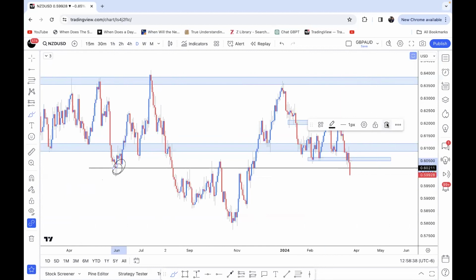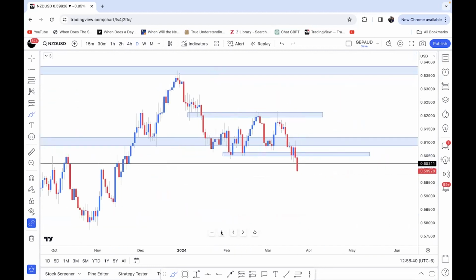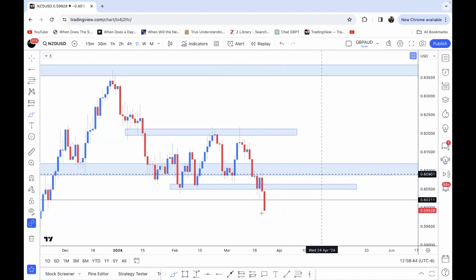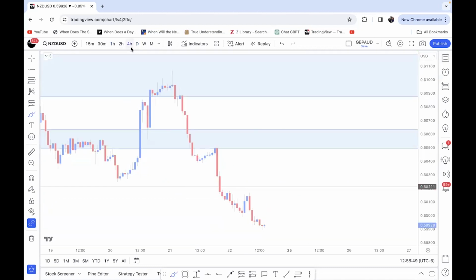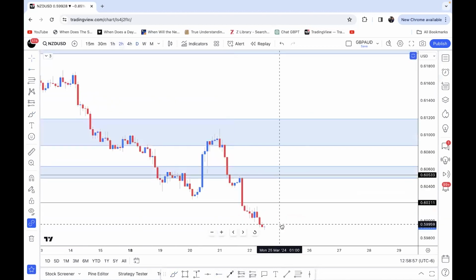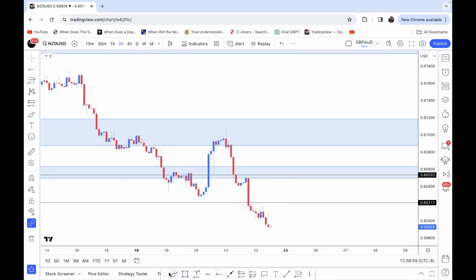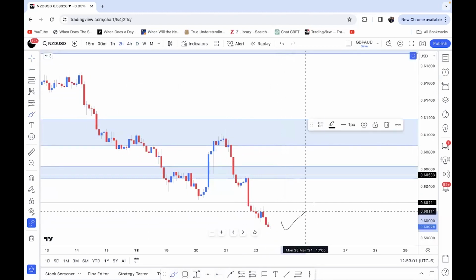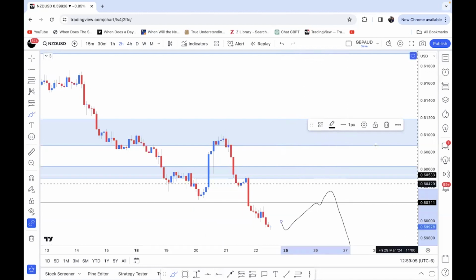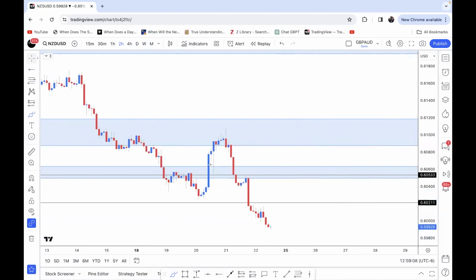So now on the pullback, potential sales. I would like for price to stay below this daily candle. So maybe a retest of this zone or some type of pullback. So this is how I play this. I'll look at this like, okay, above this candle, I expect price to stay below. And then you could look for potential pullback opportunities. On these pullback opportunities, we look for the next potential wave down.